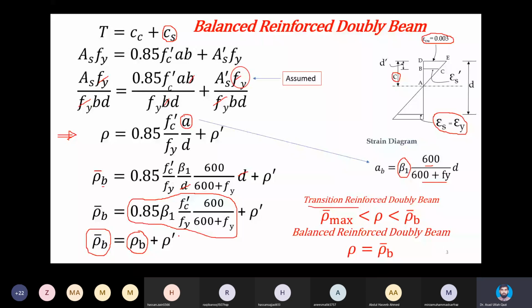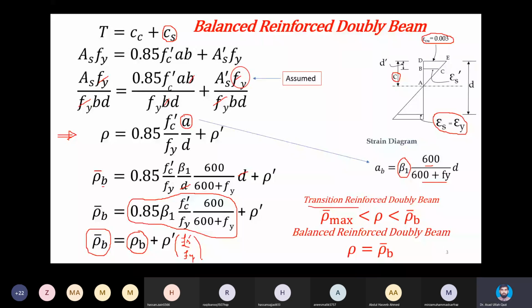But keep in mind that this ratio will be less than 1, so it will further reduce the second component, and rho balanced of case 2 doubly beam will be lower than rho balanced of case 1 doubly beam. So in this way qualitatively we can discuss, but since I said we know in advance what the state is, case 1 or case 2 beam, as on the next slide we are going to derive that equation, so we can confidently write the equation at the start whether we will put Fs prime over Fy along with that, or we will keep it 1 because compression steel is also at yield.